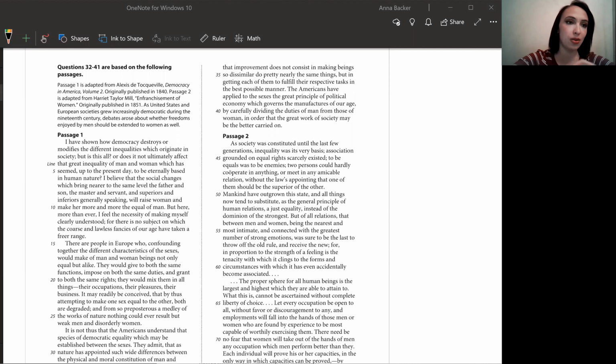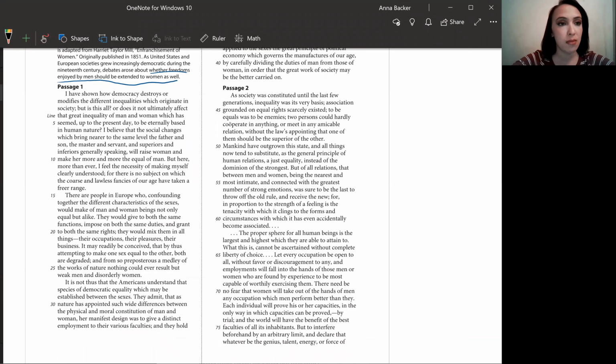Well, looking at this little paragraph we have up at the top, we see that we're talking about debates arose about whether the freedoms enjoyed by men should be extended to women as well. So I'm guessing that one of these authors is going to be in favor of giving those freedoms to women, and the other author is probably going to be against it. Let's figure out which one is which.